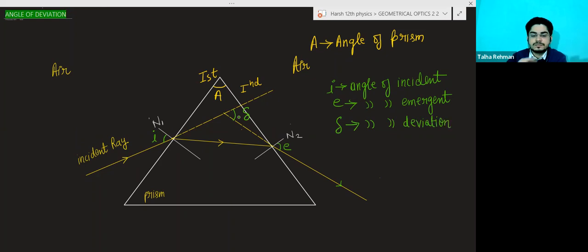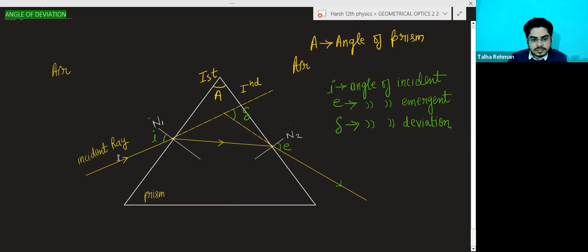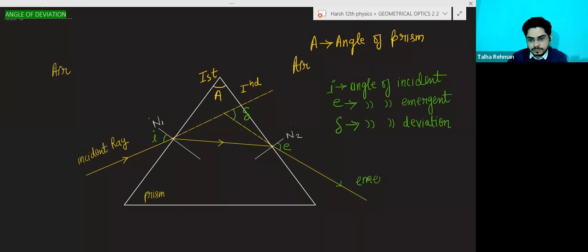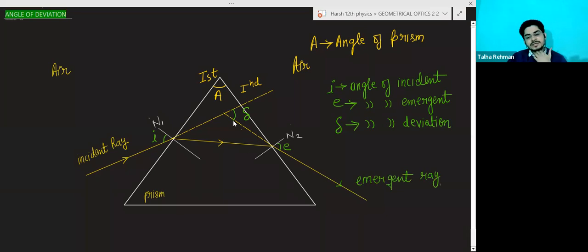Angle of deviation. And this ray is the incident ray, and this ray is known as the emergent ray. Emergent, because this is emerging out from the prism. So we can say this is the emergent ray. So this angle of deviation we want to calculate.